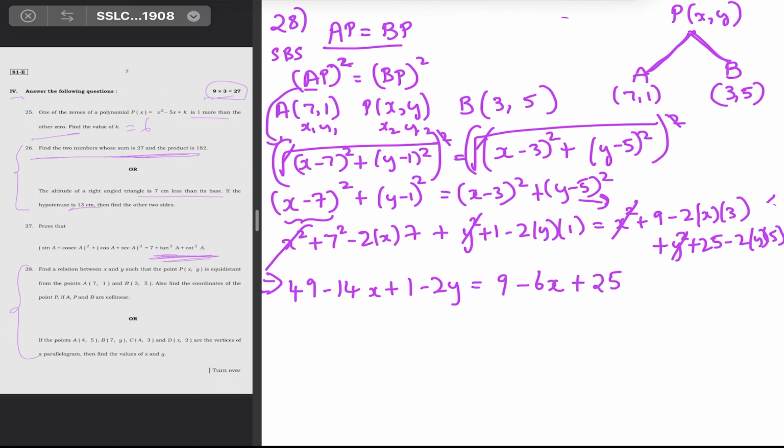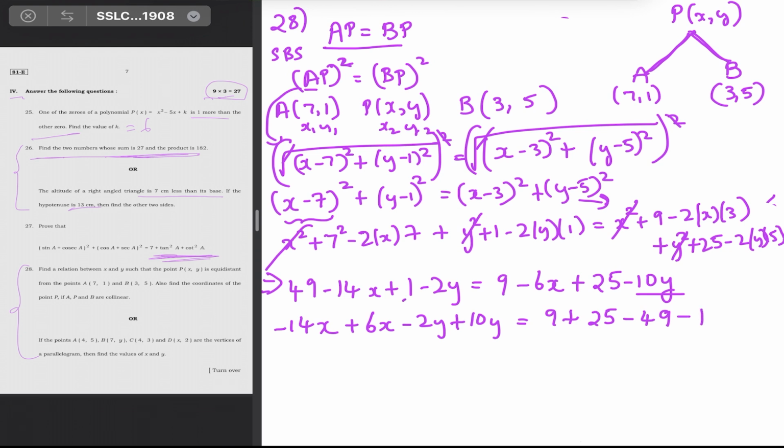plus 25 minus 10y. Shifting the x and y terms to the LHS and the constants to the RHS, we get minus 14x minus 6x. When it comes to the LHS, it becomes plus 6x. Minus 2y minus 10y. When it comes to the LHS, it becomes plus 10y. That is equal to 9 plus 25 plus 49. When it comes to the RHS, it becomes minus 49. And 1 when it comes to the RHS becomes minus 1.